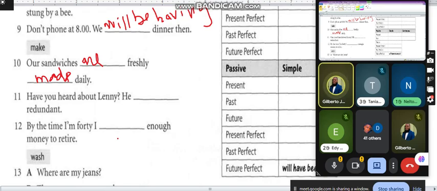Tanya Mutim, is it the same idea that you were going to tell us, or do you have a different one?